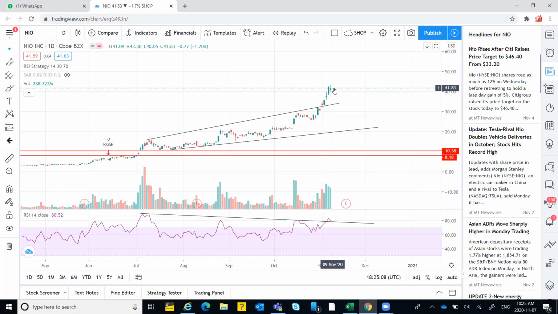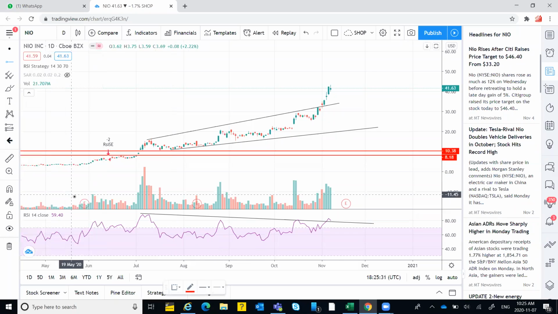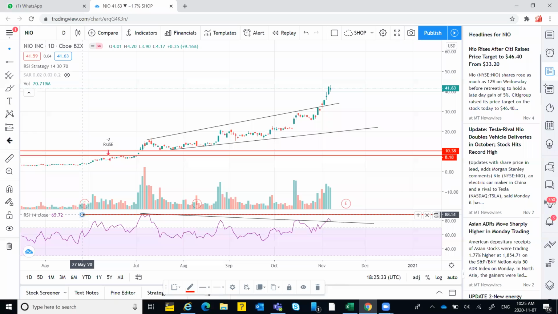But entering this stock at this level can be risky because of technical reasons. See the RSI. RSI has already gone up. It is in overbought condition, and it has even crossed this previous trend line. So the previous trend line was this, and it has crossed this trend line. And if I draw a horizontal line to check the previous level, okay, there is a very little space from the previous levels.